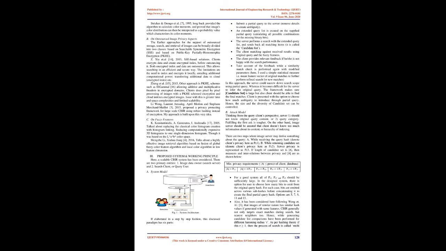The work performed by Manjajeo and Hemanchandran et al., 6, 2012, suggests improving the discriminative power of color histogram indexing techniques, by dividing image horizontally into 3 equal non-overlapping regions. Then extract the first 3 color moments from each of these 3 regions, to store 27 floating point numbers in the index of the image. Stricker and Orengo et al., 7, 1995, long back provided the algorithm to calculate color moments, and proved that images' color distribution can then be interpreted as a probability value which characterizes its color moments.